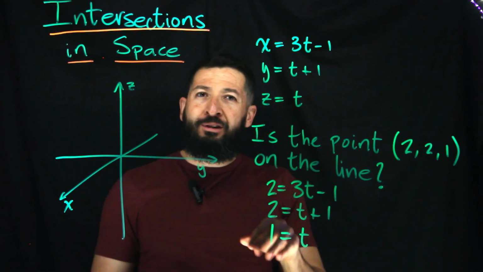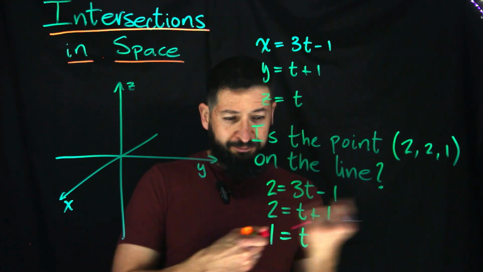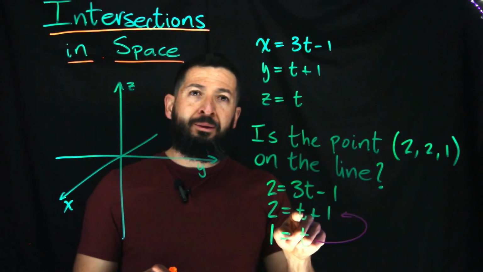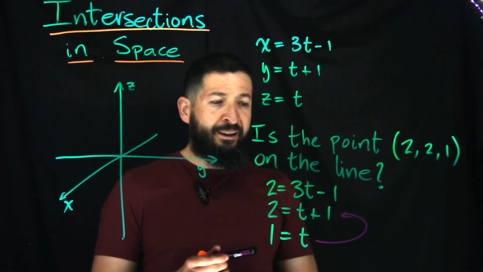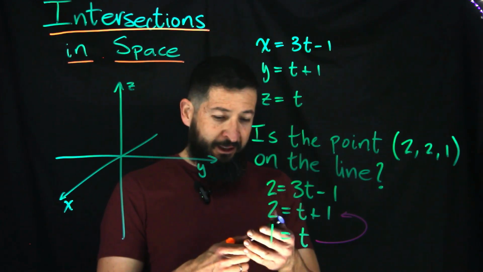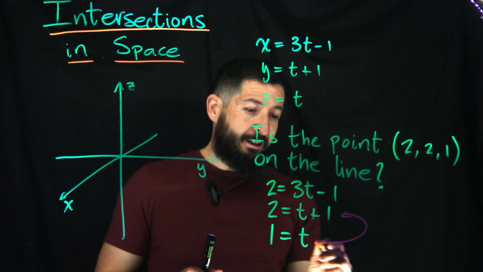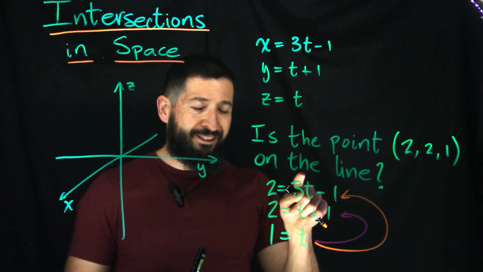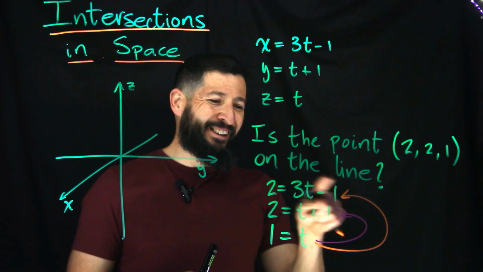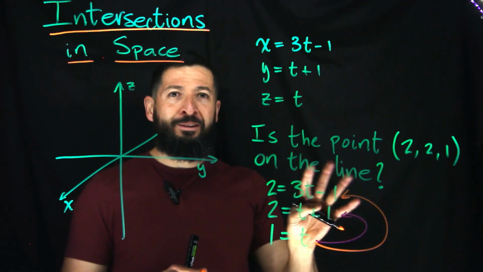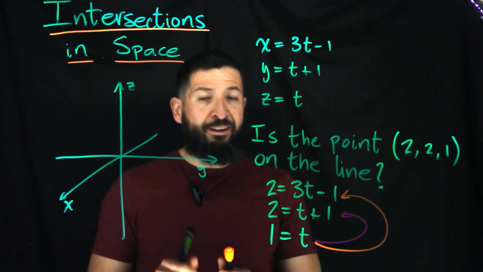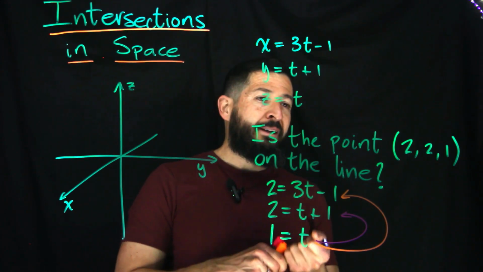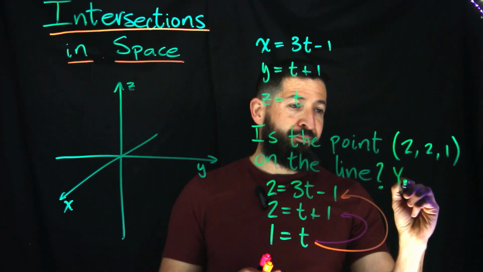The only thing is you may have to solve a little bit more, but notice that if I plug in here the value of t equals 1, I get 2 on the right-hand side equals 2 on the left-hand side. If I plug my t equals 1 into the first one, I get 3 times 1 is 3, minus 1 is 2, so 2 equals 2. So all the equations are satisfied when t is equal to 1. So since all of them are satisfied at t equals 1, yes, the point is on the line.